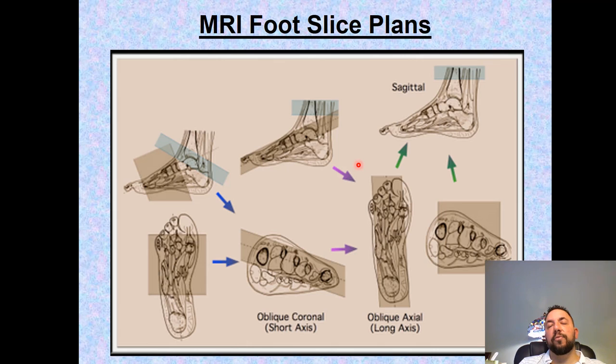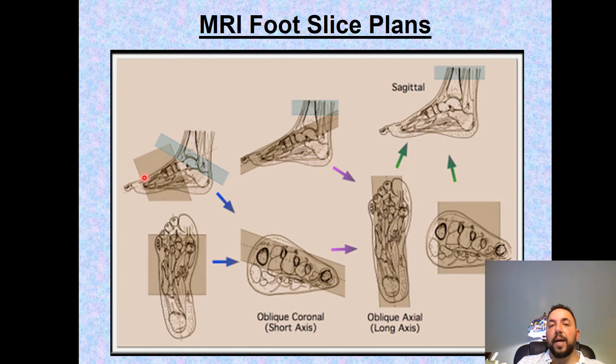So now we come to the fun of foot positioning. We always start with, off the sagittal scout, what we call our coronal positioning. Now this coronal positioning, the image comes out like this, looking like a short axis axial. So this is a coronal to the magnet. Picture a patient laying supine on the magnet.